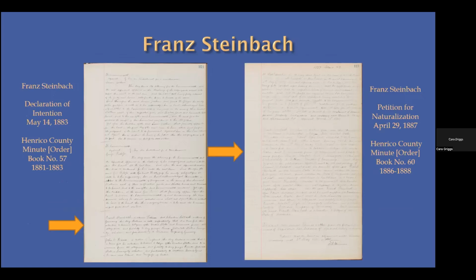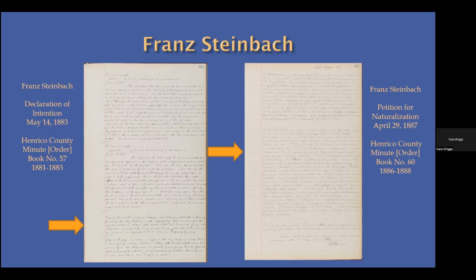These examples are for Franz Steinbach from the 1880s. By this time, he had anglicized his first name to Frank. He lived in eastern Henrico County, just outside of Richmond, so I checked Henrico records first. But he could have gone to any other court in the area. The first record is a declaration of intention, sometimes called first papers, and I'll read it.